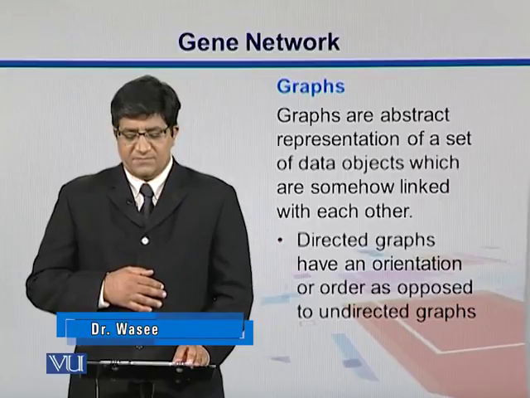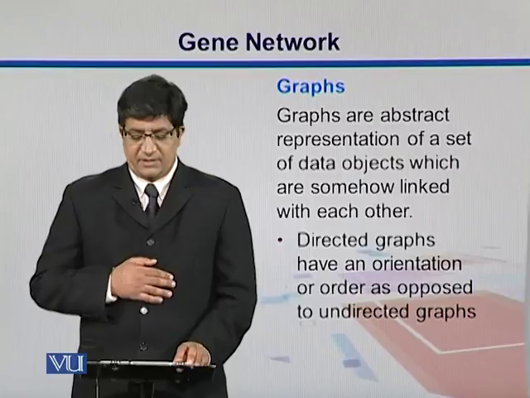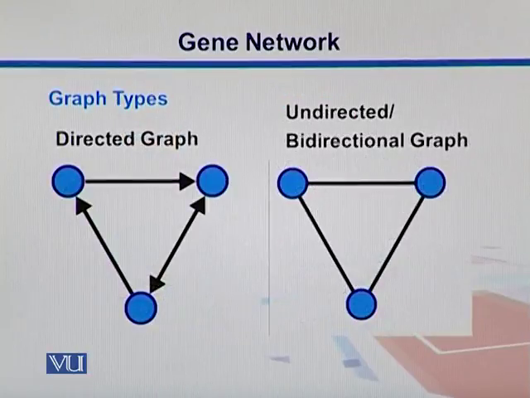And directed graphs have orientations, as compared to undirected or non-directed graphs, which don't have orientations or directions. Here are the directed graphs. So we see the directions. We have, for example, gene A to B, there is a direction. Then we have B to C, we have a bidirectional thing. So it's two-way directed. And then from B to C, again there is a directionality.